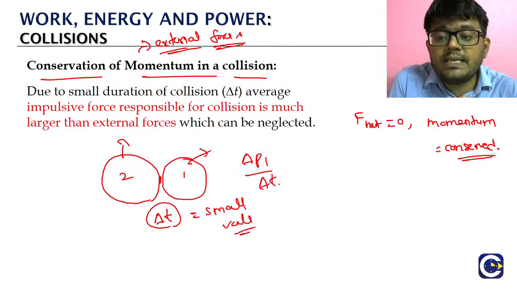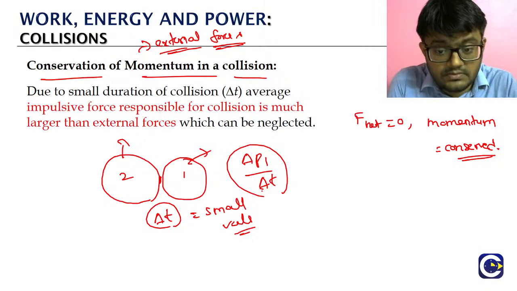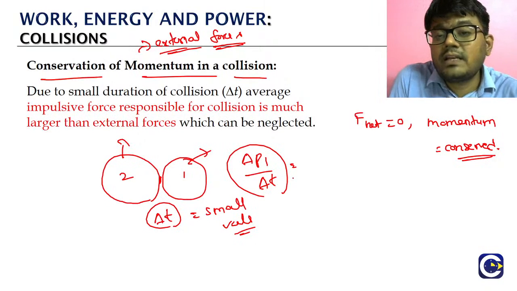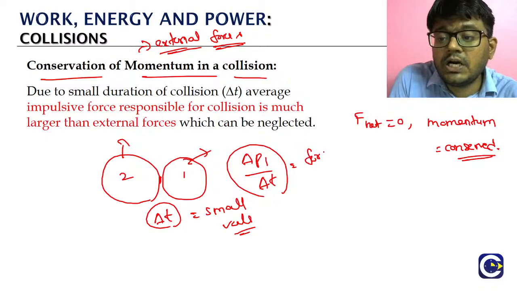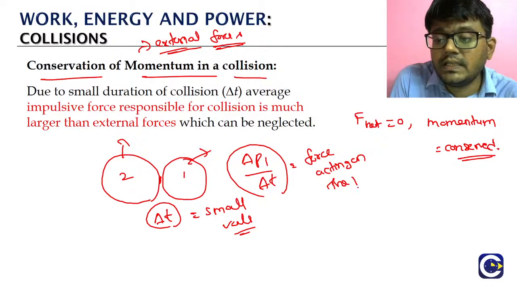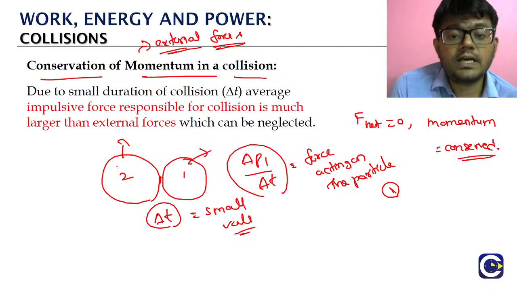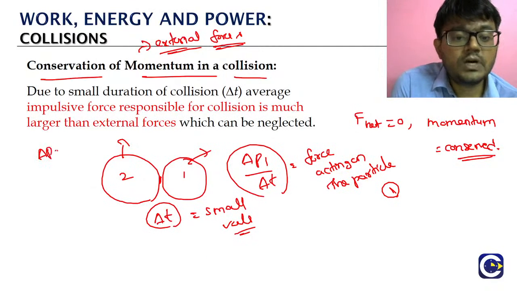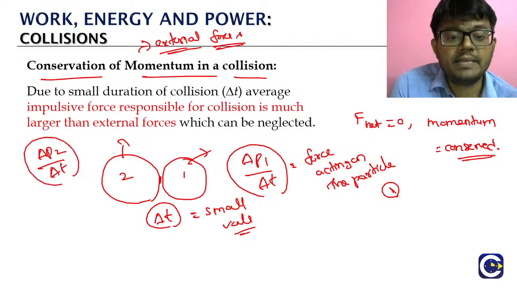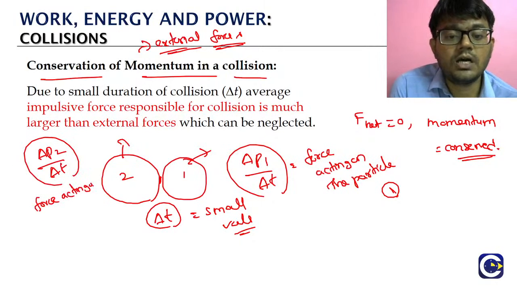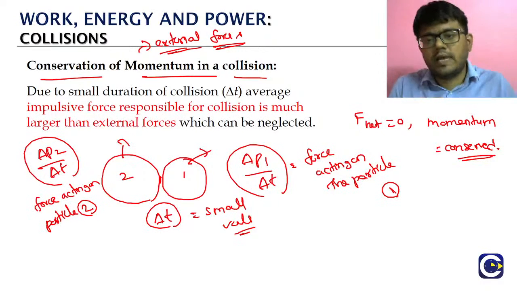If you divide this by the time of the collision, then what is the rate of change of momentum? The force acting on particle 1. Similarly, if you look at particle 2, it has a change in momentum; divide that by the time taken, and that will be the force acting on particle 2. Now look at these values.